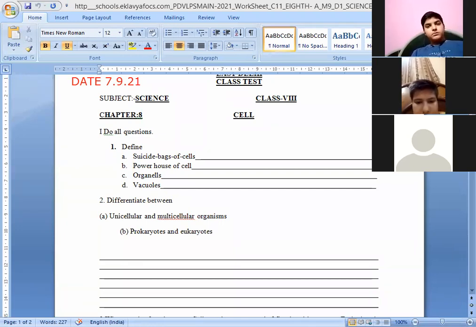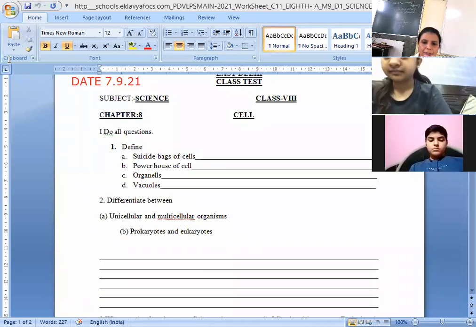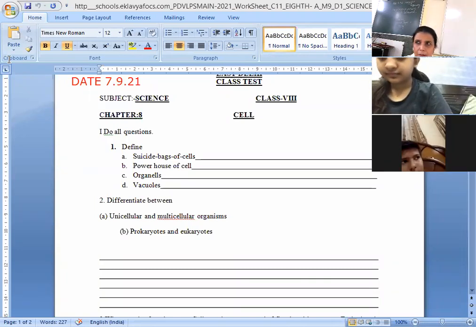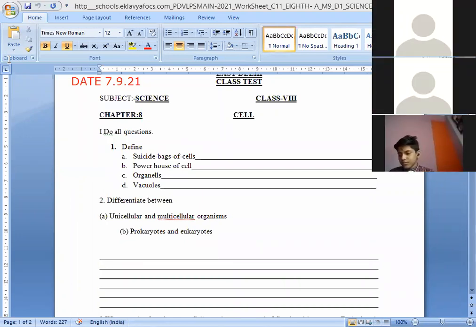Today we'll discuss a worksheet of chapter number 8, cell structure and function. Beta, already we have discussed, when we were doing the chapter, the structure of animal and plant cell, and the components of the cell like cytoplasm, nucleus and cell membrane. These are the major three parts of the cell that we discussed in detail. After that we discussed the size and shape of a cell, unicellular, multicellular. All these things we have read in this chapter. So let's have a recap for these chapters.